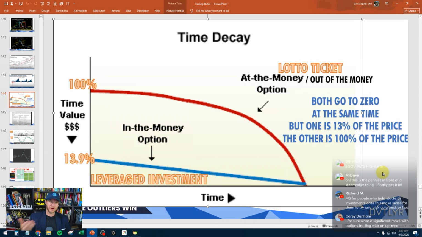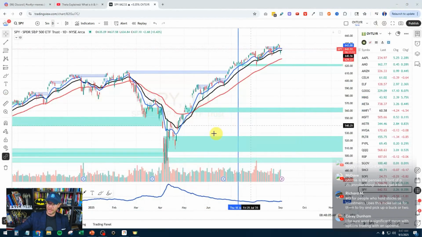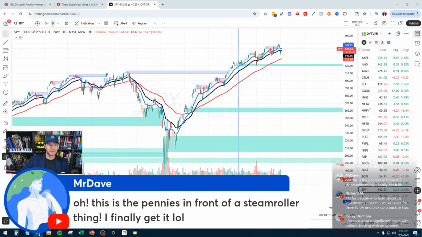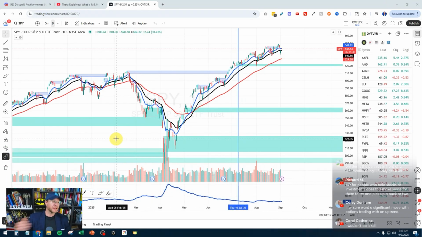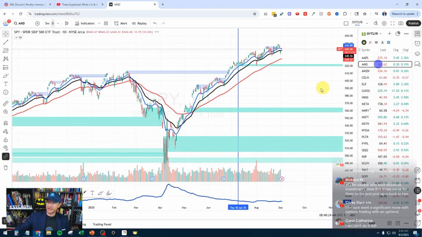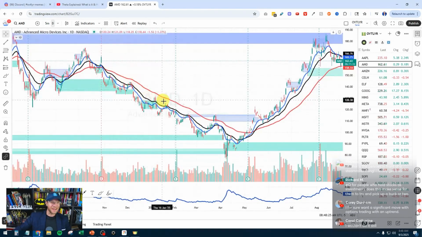But if you are trading with the trend, if you're using the data to know when to get into a stock and out of a stock, then it doesn't make a lot of sense. This is the pennies in front of a steamroller thing. Exactly. Making 3 cents a day in the face of a downtrend moving against you.